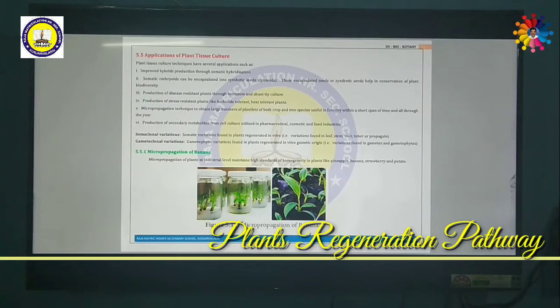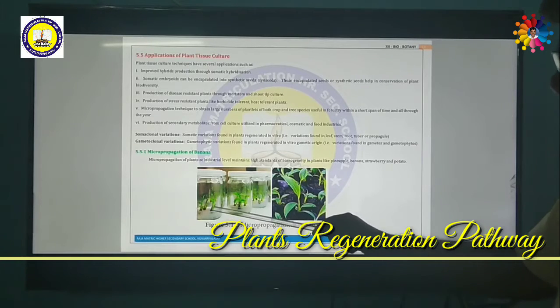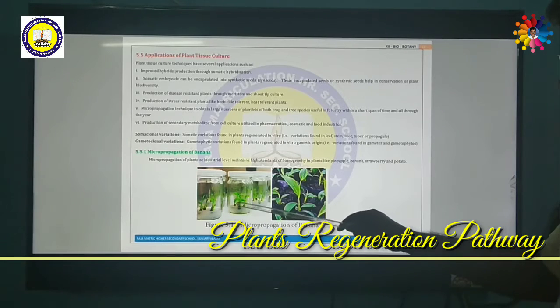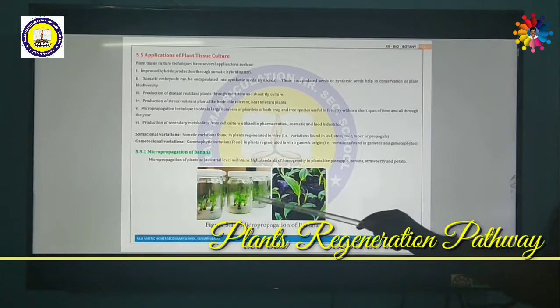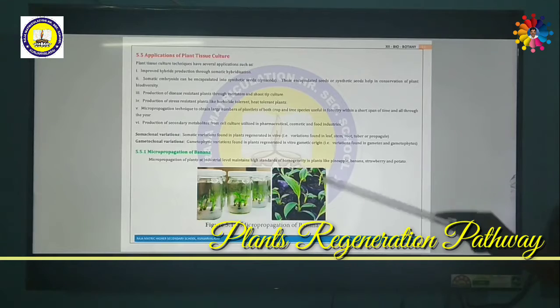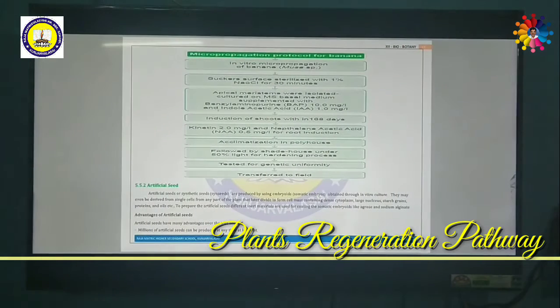Now we are going to see how micropropagation can be done in banana plant. These are banana plantlets, small banana plantlets produced through tissue culture or micropropagation. These are plantlets formed from tissues. This is the medium. From this medium, small plantlets will be formed. These plantlets undergo hardening. After hardening, they are transferred into the soil. Now, micropropagation of banana. How can micropropagation be done?